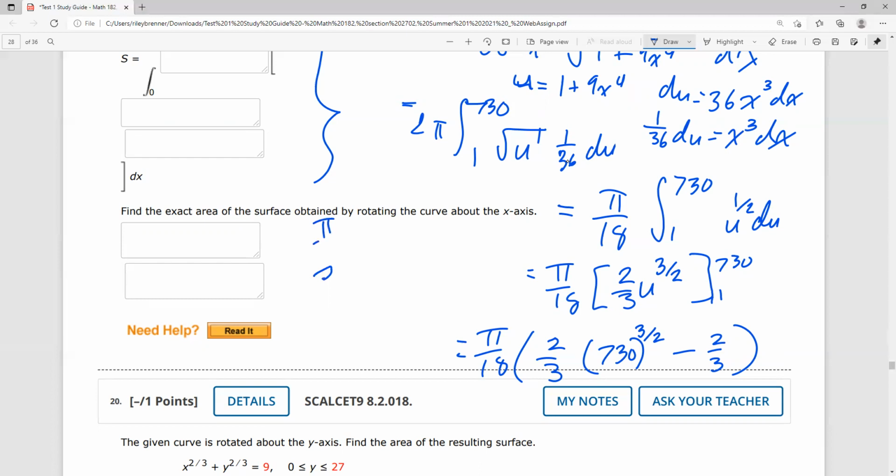what is this? Pi over 18 times 2 over 3. What does that simplify to? This cancels out to 9. Okay, so you get pi over 27 times 730 to the power of 3 over 2 minus 1. Right? And I'd leave it at that. Don't even bother trying to simplify that out because you can't. It's not nice. But yeah, that is the surface area.